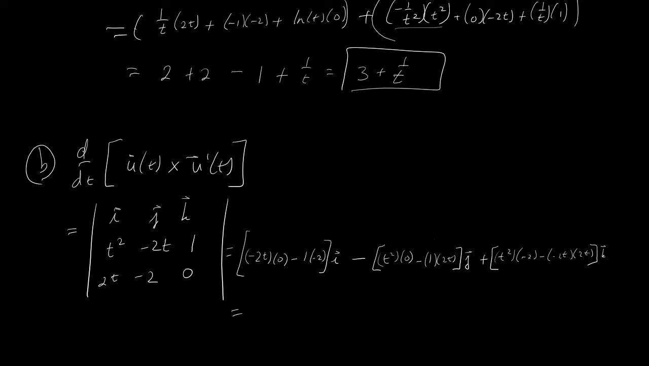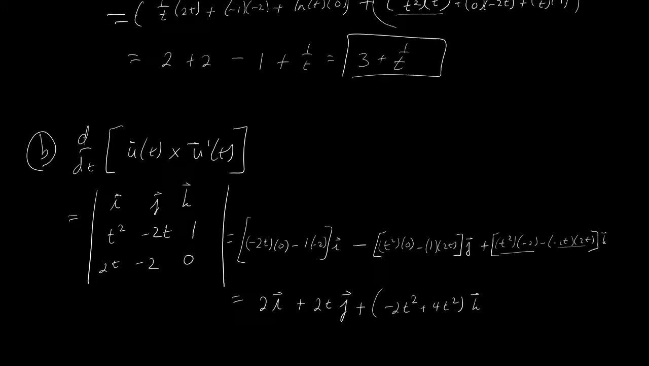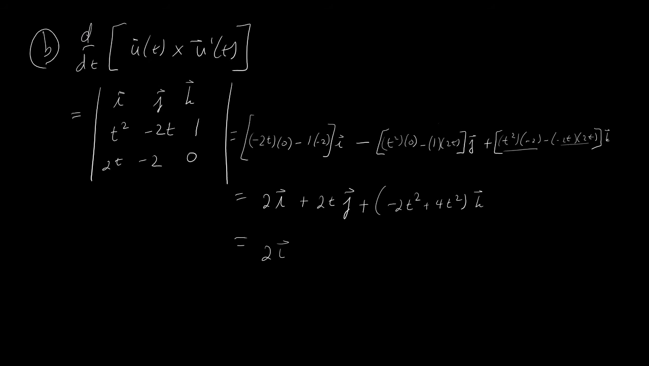All right, so that's going to be positive 2 in the i direction minus negative 2t, so that becomes plus 2t in the j direction, plus negative 2t squared plus 4t squared in the k direction. Okay, so that's minus 2t squared minus negative 4t squared. All right, so that looks good. So this simplifies down to 2 in the i direction plus 2t in the j direction plus 2t squared in the k direction.